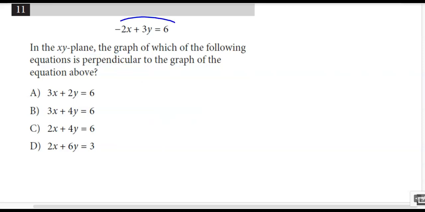I need to find the slope of this line. So the easiest way is going to get it into y equals mx plus b form, which then you can see the slope really easy. Remember, the slope is m. So let's rearrange this thing.